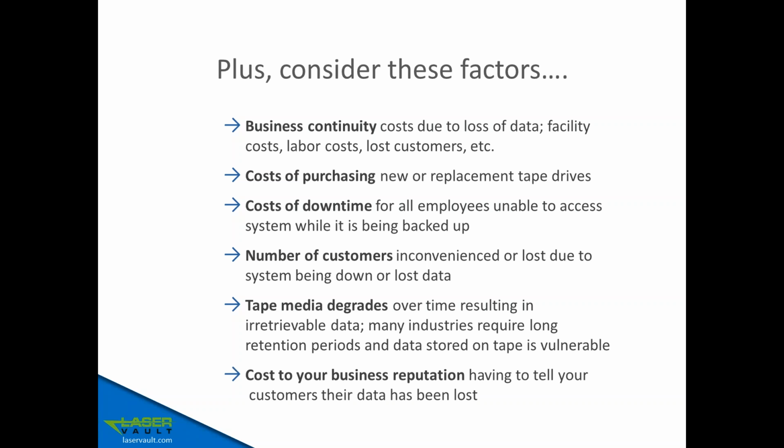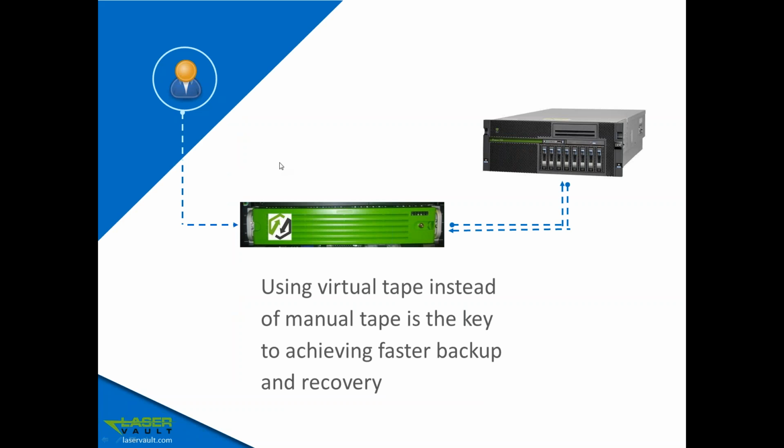Cost of reputation, having to tell your customers their data has been lost. This can also affect users when they're trying to restore data and the data is located on a tape. So if the information that you need to restore is not available because the tape is not easily accessible, with disk-to-disk backup you can restore and retrieve data quickly and easily, basically instantly. You select the tape that you want to restore data from, and the restore process begins immediately when all your tapes are online and available from disk-to-disk backup.